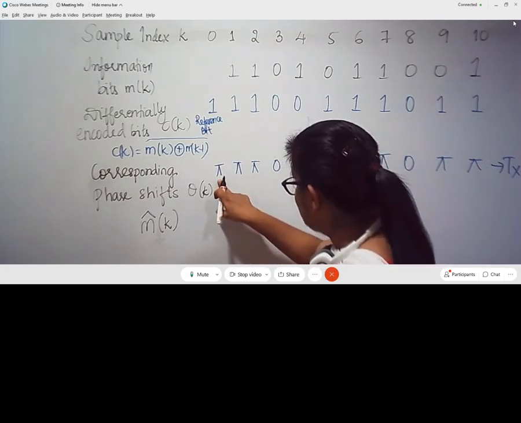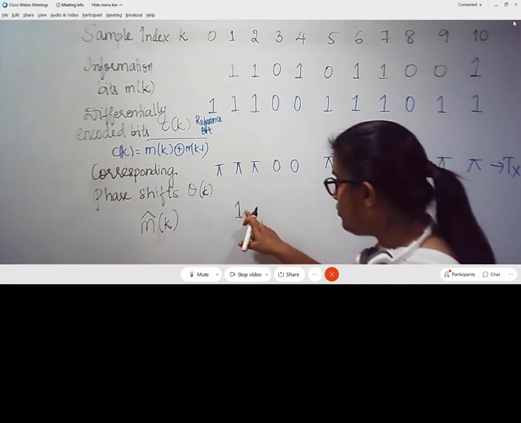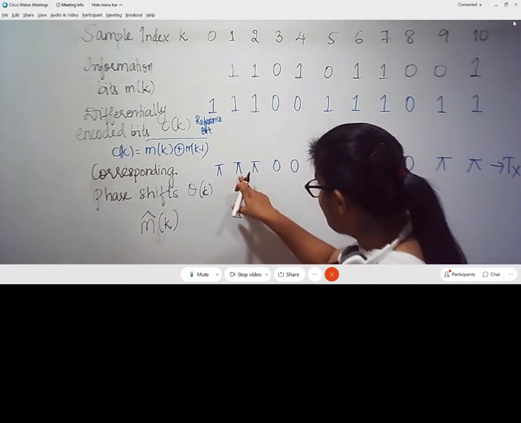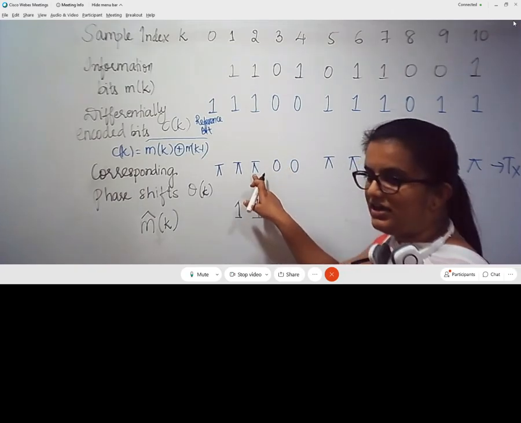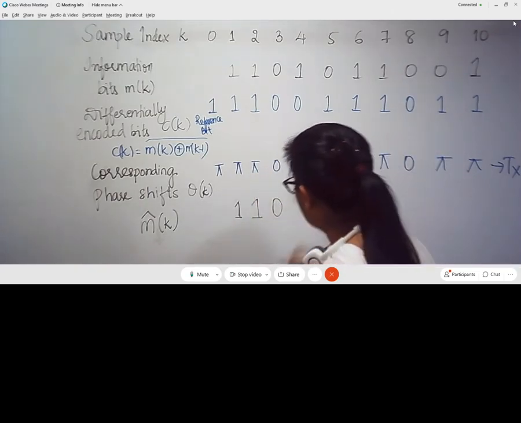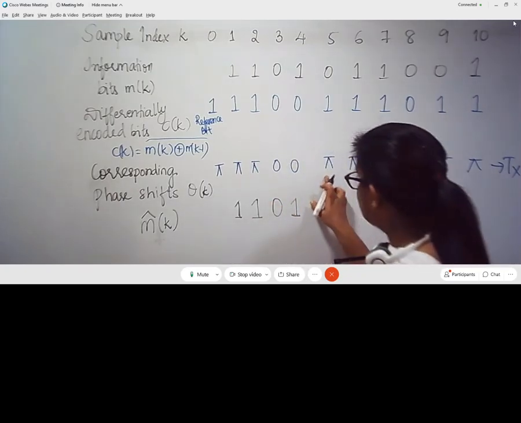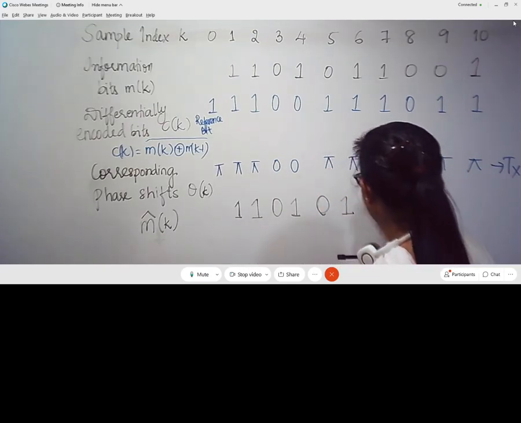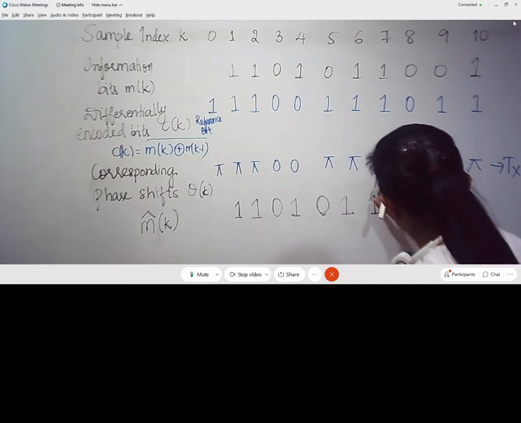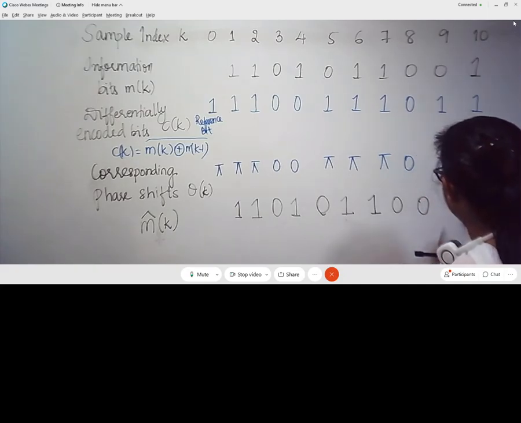That is, pi minus pi is 0, the phase difference is 0, so it is represented as 1. Again the phase difference is 0, so 1. 0 and pi, there is a difference in phase, so it will be denoted with 0. 0 and 0, there is no phase difference, so it is 1. Pi and 0, there is a phase difference, therefore it is 0. Pi and pi, 1. Pi and pi, 1. 0 and pi, 0. 0 and pi, 0. Pi and pi is equal to 1.